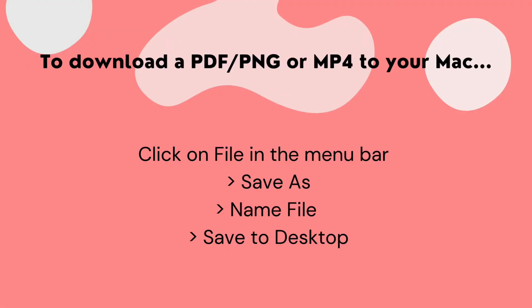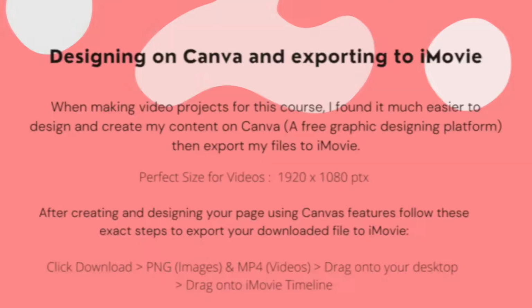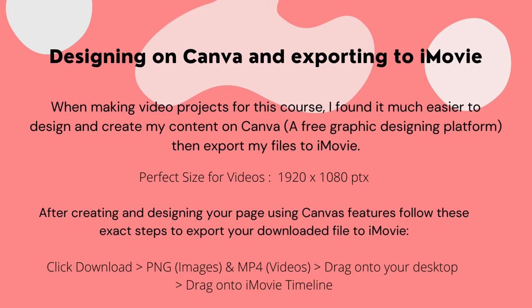So, how do you download a PDF, PNG, or MP4 file to your Mac? Simply click File in the menu bar, Save As, name your file, then save it to your desktop or your desired location. So, I did use another platform when it comes to making video projects for this course.